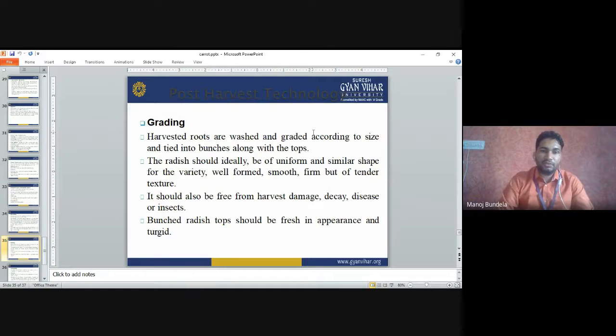Grading: the harvested roots are washed, graded according to size, and tied into bunches along with the tops. The radish should be uniform and of similar shape for the variety, well formed and smooth but of tender texture. It should also be free from post-harvest damage, decay, disease and insects. The tops of the bunched radish should be fresh in appearance and turgid.